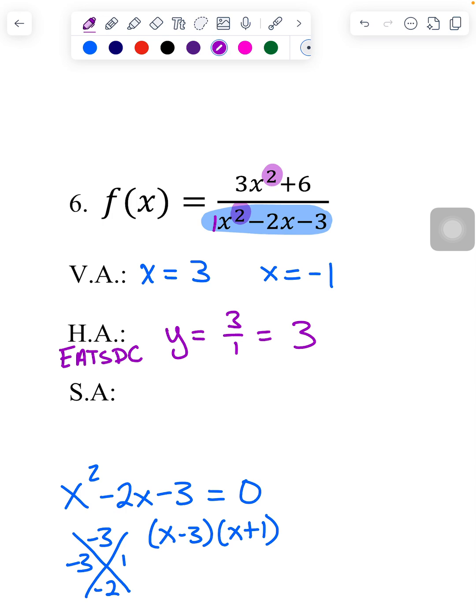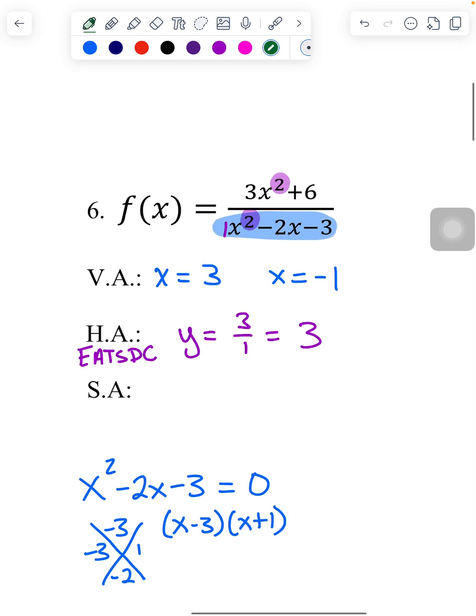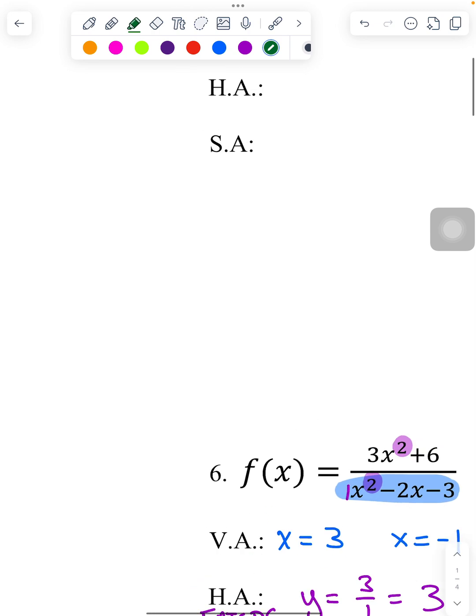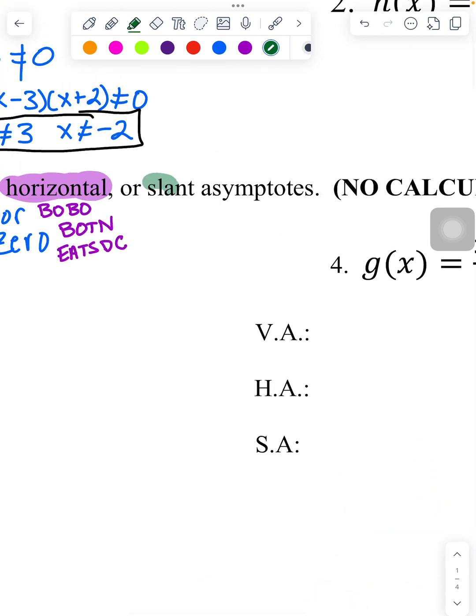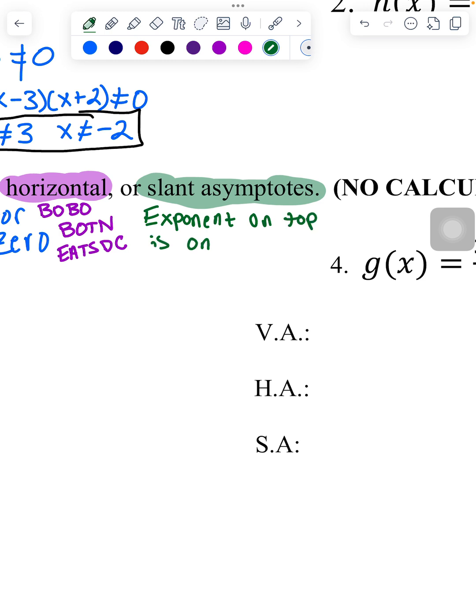Okay. And so in this case, we don't have a slant asymptote. But let's just say if we did have a slant asymptote, what would happen is that it happens in a very special case. It doesn't happen very often. It is when the exponent on top is 1 larger than the exponent on bottom.